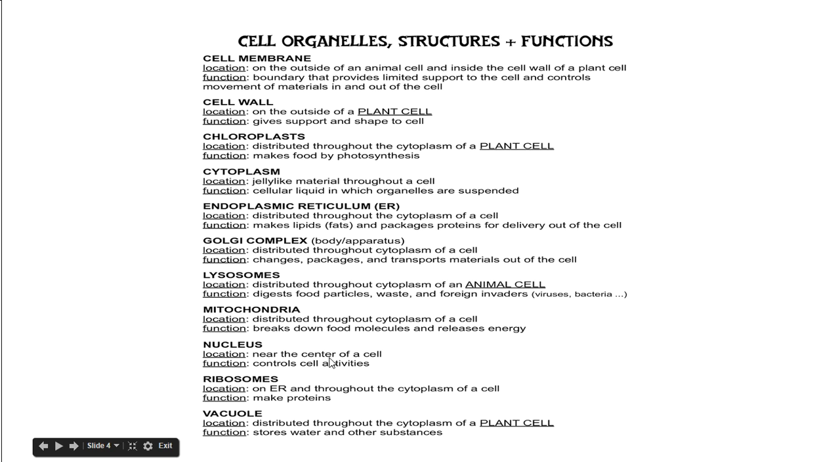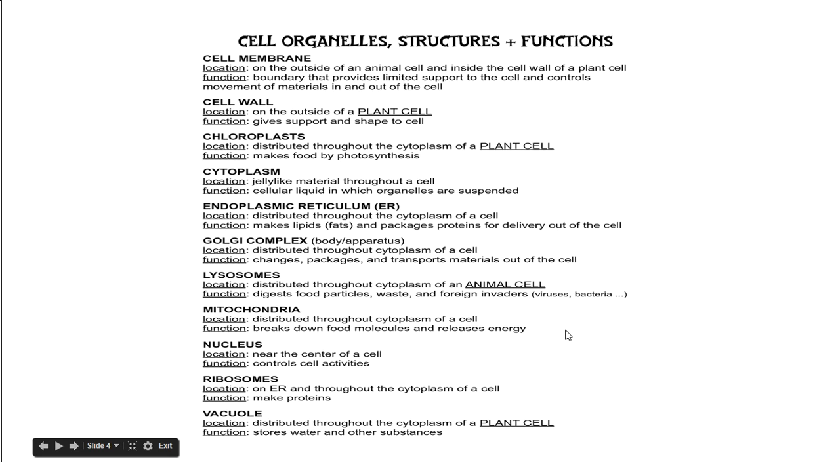Okay, the nucleus is near the center of the cell and controls all cell activities. Another word for that is the brain. It's the boss. The big boss man. Now, the ribosomes are on the ER throughout the cytoplasm of the cell also. These make proteins. And the vacuole is distributed throughout the cytoplasm of a plant cell.